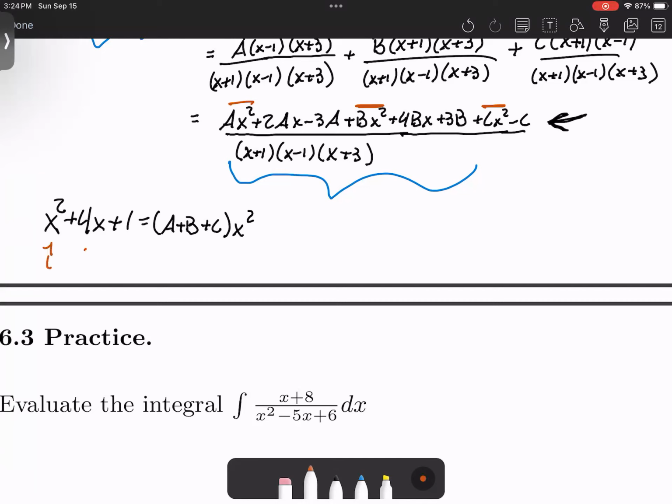So now let's look for the x's. How many x's do we have? 2a of them. Oops. We also have 4b of them. And that's it. That's all of my x's. So now let's move on to the constants. We have minus 3a.